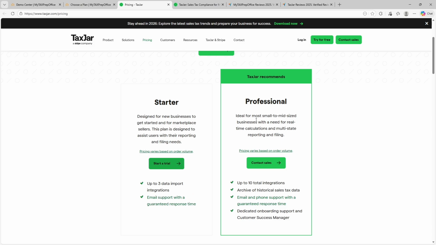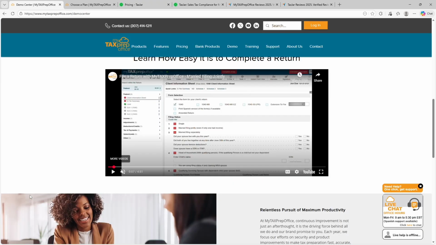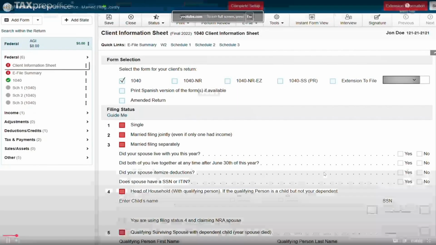customized quote. Pricing varies based on transaction volume, number of jurisdictions, integrations, and whether features like automated filing or API access are enabled. This makes TaxJar flexible for scaling businesses, but less transparent upfront compared to fixed-price tax preparation software. Moving into features, MyTaxPrepOffice is designed as an all-in-one professional tax preparation environment.